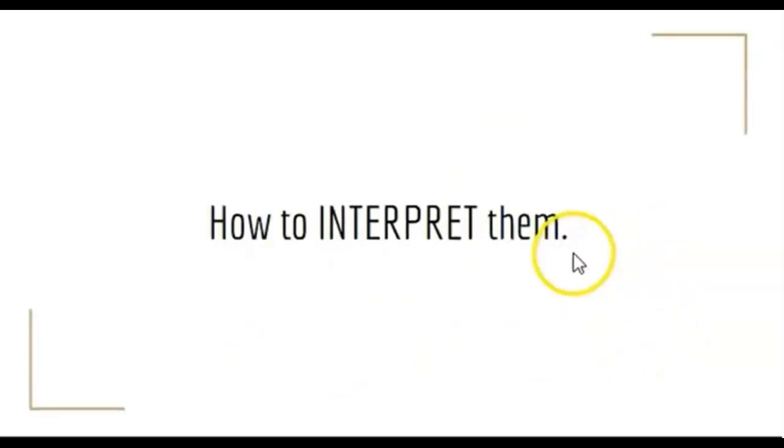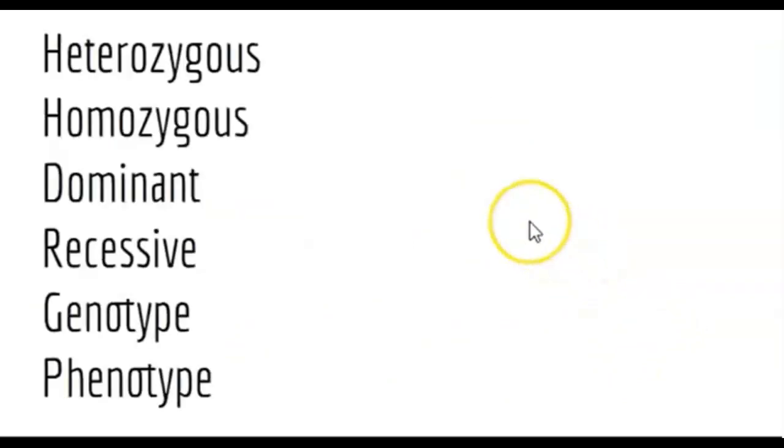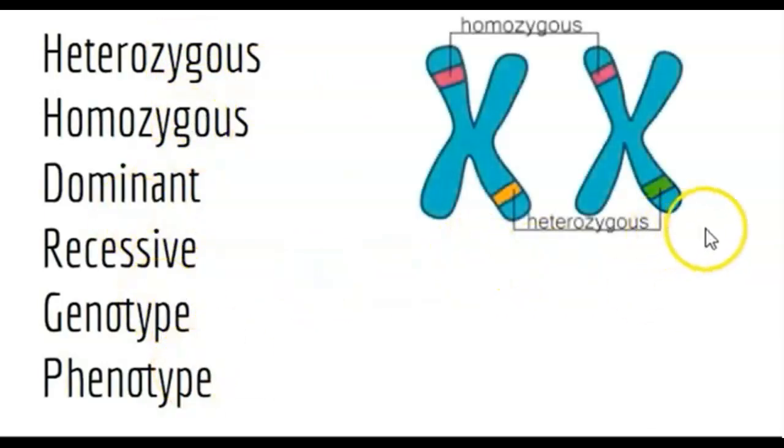Now, how do you interpret the Punnett square? So in order to interpret the Punnett squares, we need to do a really quick review, and I've used some of these vocabulary terms already in the video. But you have heterozygous and homozygous, dominant, recessive, and genotype and phenotype.